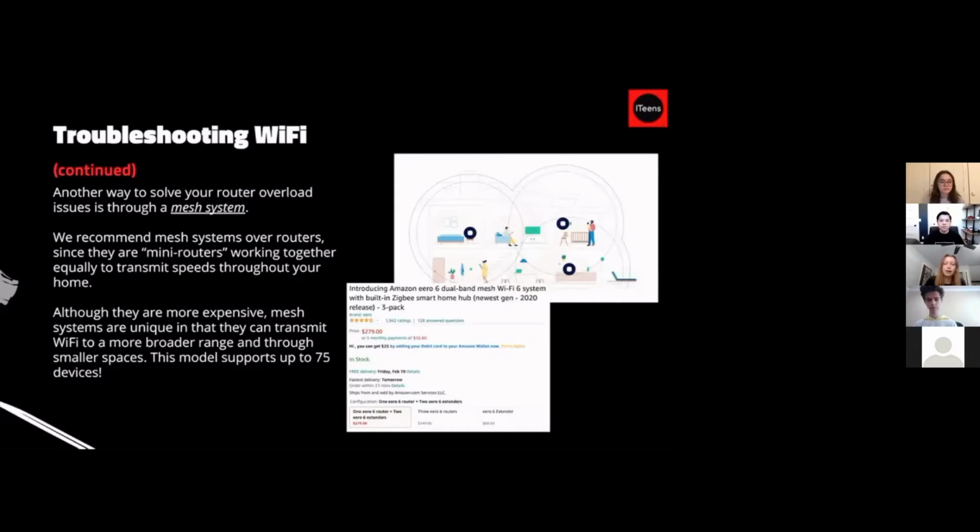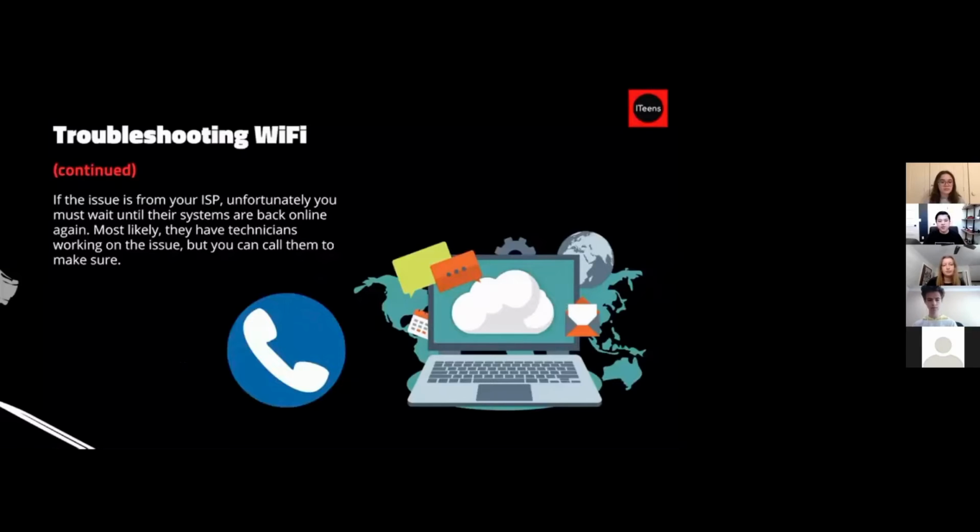Another way to solve your router overload issues is through a mesh system. We recommend mesh systems over routers since they are mini routers, working together equally to transmit speeds throughout your home. Although they are more expensive, mesh systems are unique in that they can transmit Wi-Fi to a broader range and through smaller spaces. This model supports up to 75 devices. If the issue is from your ISP, unfortunately, you must wait until their systems are back online again. Most likely, they have technicians working on the issue, but you can call them to make sure.